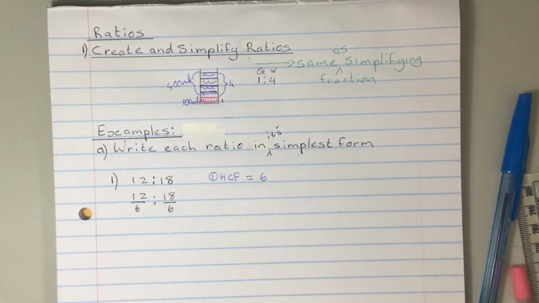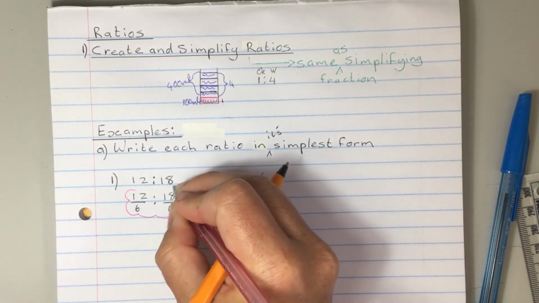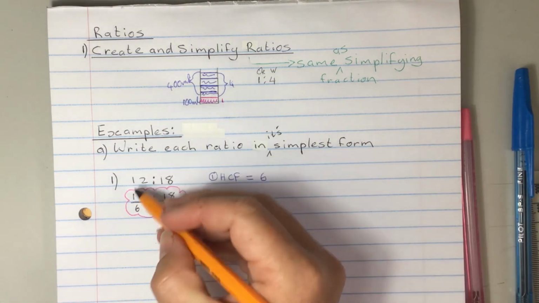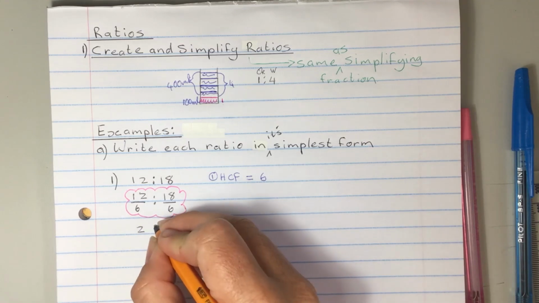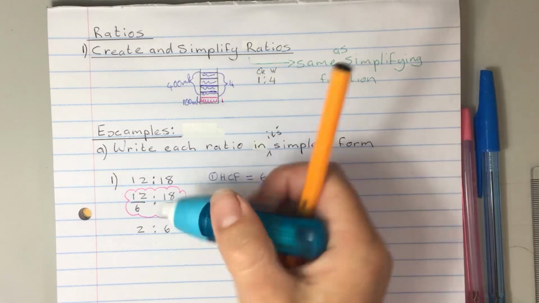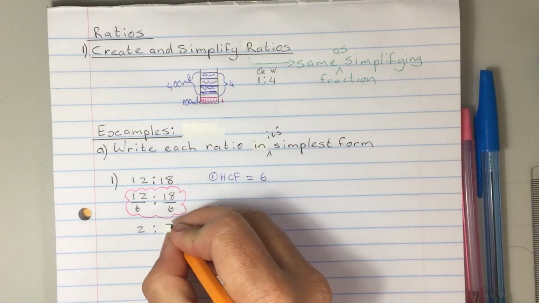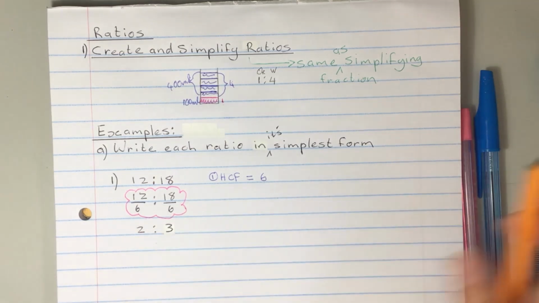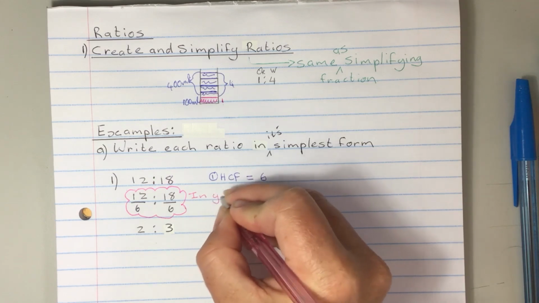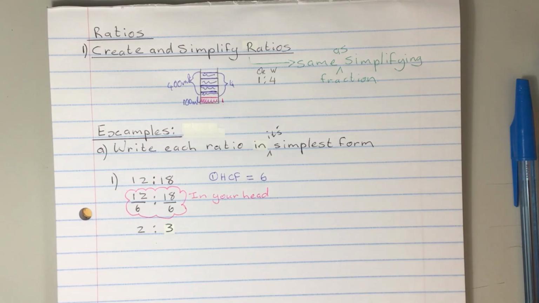Now this part we don't want to see unless it helps you to complete your ratio. And 12 divided by 6 is 2, and 18 divided by 6 is 3. And that is our final answer. And so this part you can do in your head. And we can double check that it's simplified.